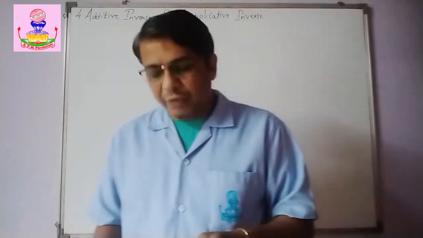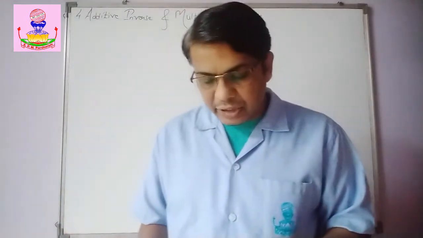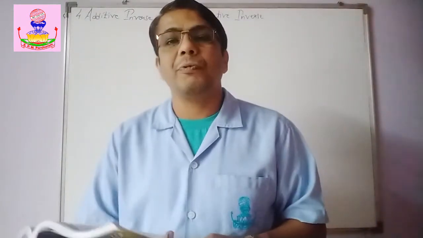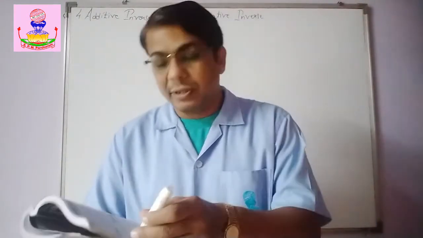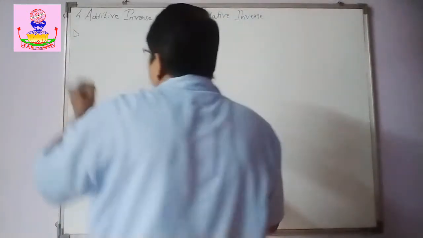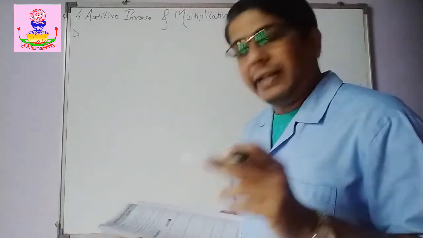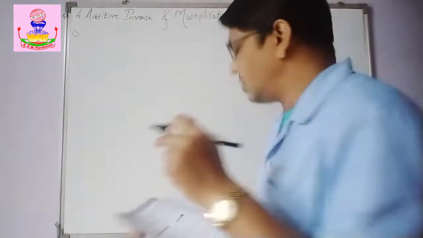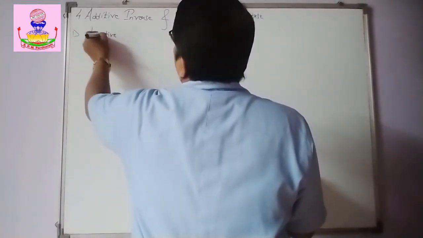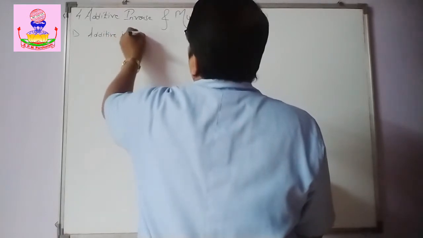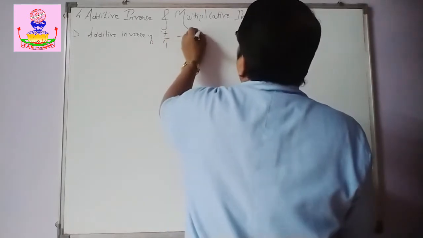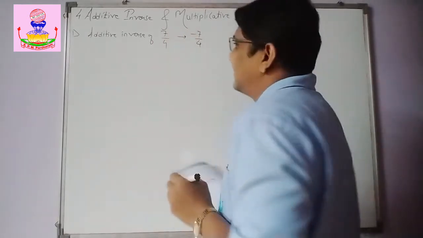What is the sum of the additive inverse of 7 upon 4 and multiplicative inverse of 4 upon 7? So first what we need, that we will try to find out. So exercise 4, number 1. You have to find the sum of what? Additive inverse of 7 upon 4. Additive inverse of 7 upon 4, what is it? Minus 7 upon 4, right?